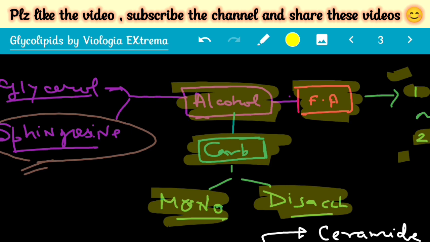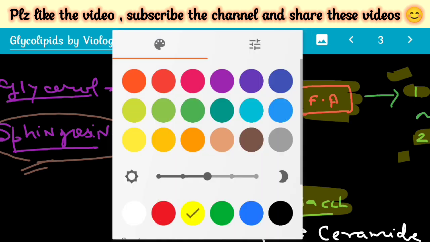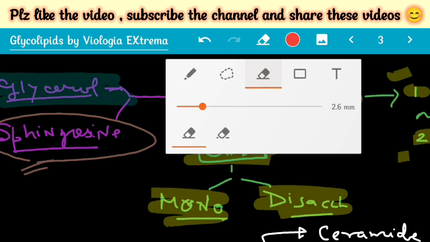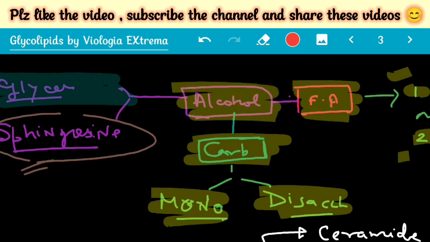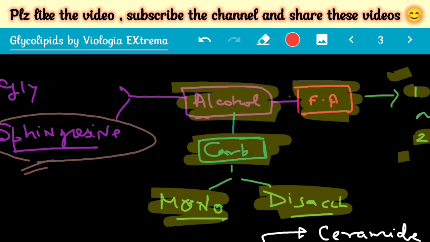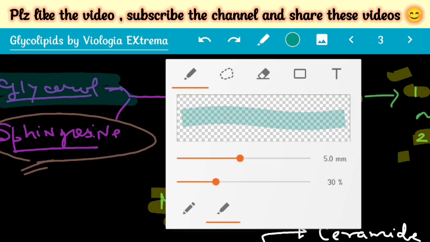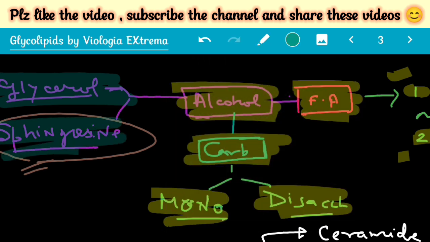The main thing here is the alcohol part. The alcohol can be glycerol, or it can be sphingosine. Based on this, we are going to make two types of glycolipids. First, start with the sphingosine alcohol.